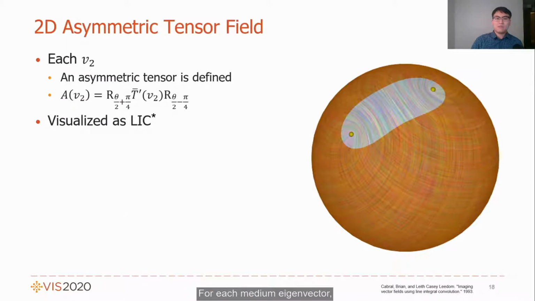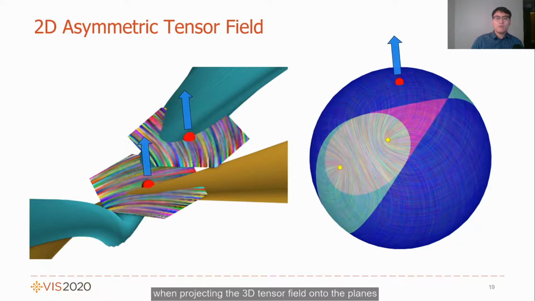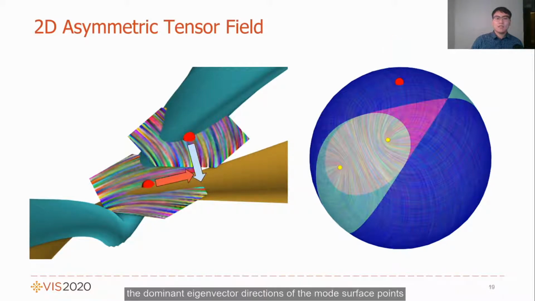For each meeting eigenvector, a 2D asymmetric tensor field is defined with the equation shown on the screen. We refer the audience to our paper for more details about this equation. This asymmetric tensor field is visualized on the sphere with LIC. For one meeting eigenvector and its corresponding mode surface point, when projecting the 3D tensor field on the plane whose normal is the corresponding meeting eigenvector, the dominant eigenvector directions of the mode surface points match the eigenvector of the asymmetric tensor field.